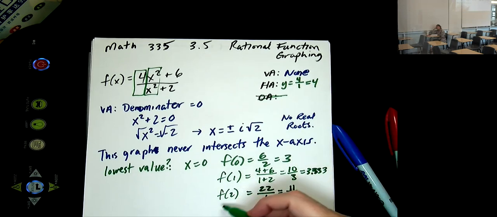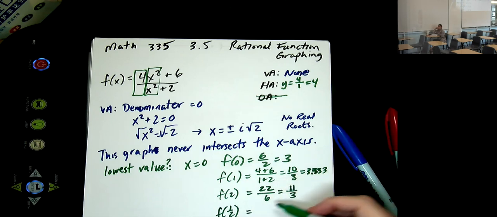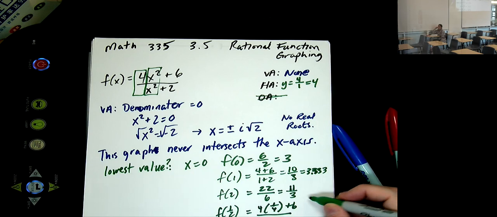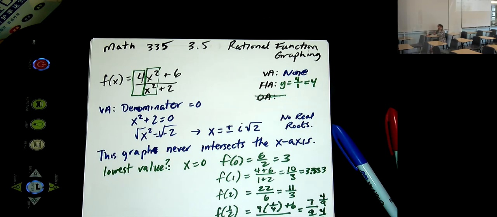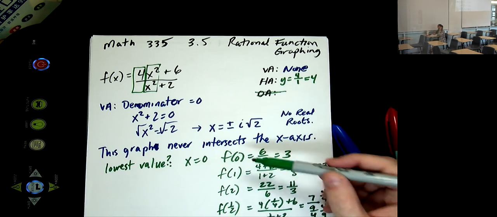Does it get smaller anywhere? Let's check 1/2. If I stick in 1/2, I've got 4 times 1/4 plus 6, and 1/4 plus 2. This is 7 over 9/4. So I'll multiply by the reciprocal, and I get 28 over 9, which is 3 1/9. So even if I do a fraction, it's just getting closer to this minimum value.